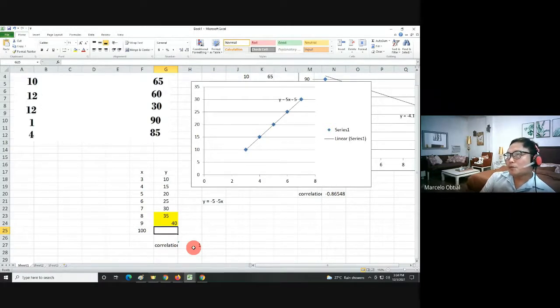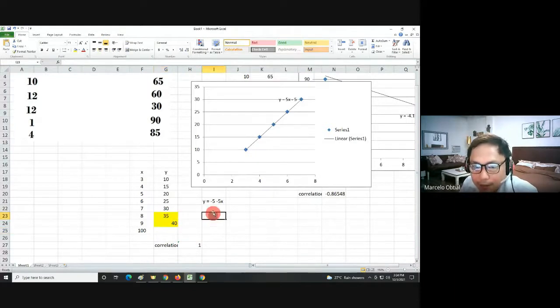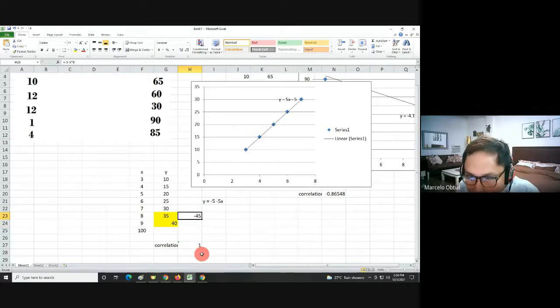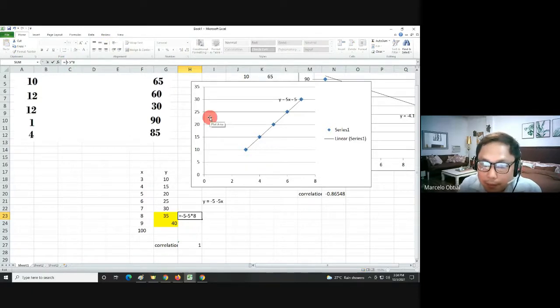This is the purpose of the linear regression equation. This is used for prediction. Let us prove it. Sinabi ni Shelo kanina that it is 35. Let us use this formula. If your x is 8, just substitute here in the formula: negative 5, then minus 5 times 8. It should give you 35. Mali natin dito, class. Nakalimutan ko mag-negative dito.